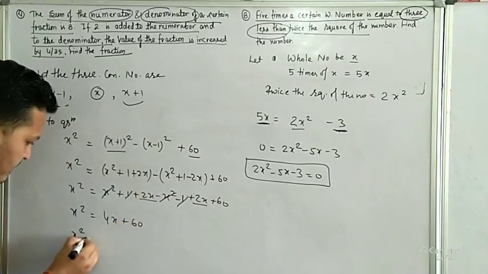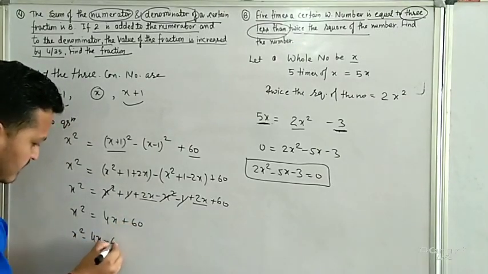On taking all the terms to the left hand side, x square minus 4x minus 60 is equal to 0.